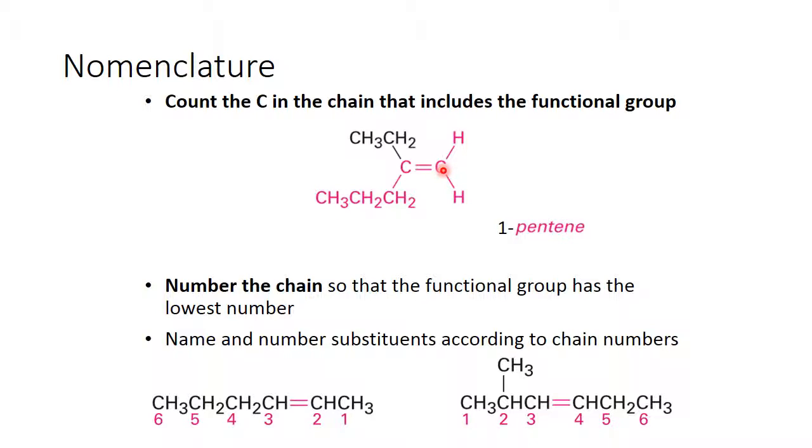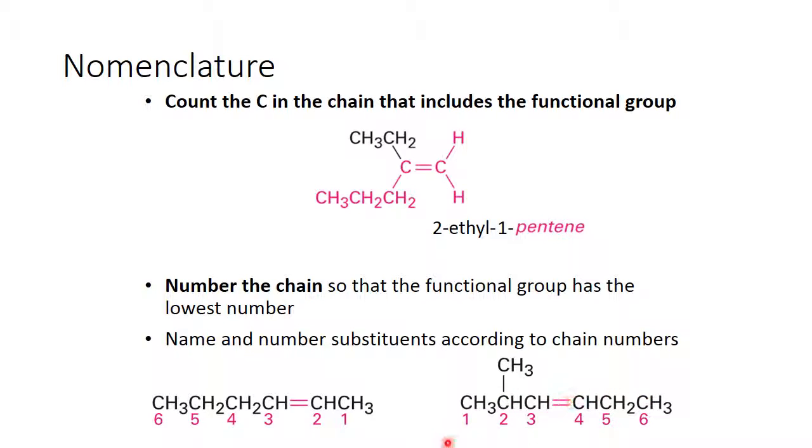So now I have to name and number the substituents. If I look over here, I see this is an ethyl group. Where is it? It is on the 2 carbon. So what I do is add in front of the 1 that locates the ene, I put the substituents where I name and number them. So if I go ahead and look at these 2 examples down here, this would be 1,2-hexene. This would be 1,2,3-hexene, and then I would number it 2-methyl-hexene.